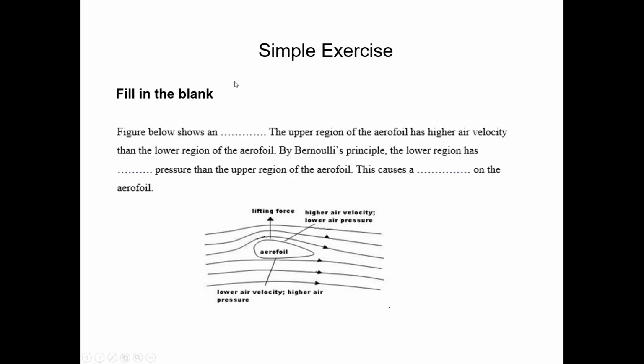Last, for the exercise, fill in the blank. Okay, the figure below shows an aerofoil. The upper region of the aerofoil has higher air velocity than the lower region of the aerofoil. By Bernoulli principle, the lower region has what pressure compared to the upper region of the aerofoil? So the lower region has higher pressure. This causes a lifting force on the aerofoil.